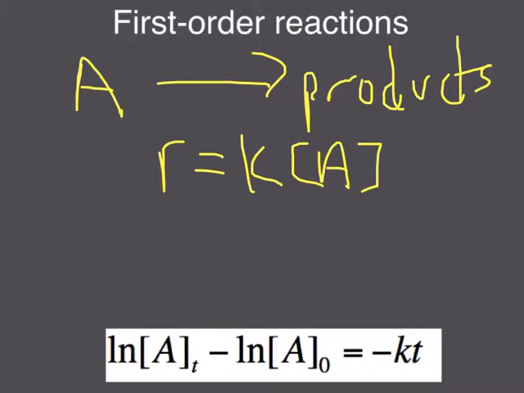But we know it's first order, so how can we use the information we have to calculate the concentration of A, or to calculate the rate, or to calculate the rate constant? That's what this equation down here does for us. Let's talk a little bit about that equation. I'm just going to back up a little bit here.